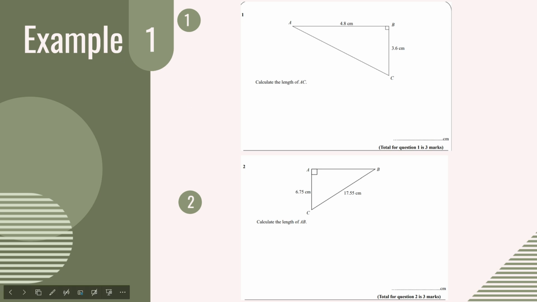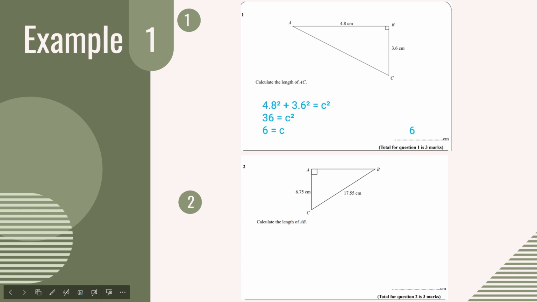So, in question 1, we are given sides of AB equals 4.8 and BC equals 3.6. We want to work out AC. As we can see, AC is our C value for this question, as we have the base and the height. So, 4.8 squared plus 3.6 squared equals c squared. 4.8 squared plus 3.6 squared equals 36, so 36 equals c squared. We square root both sides to get c equals 6, which is our final answer.